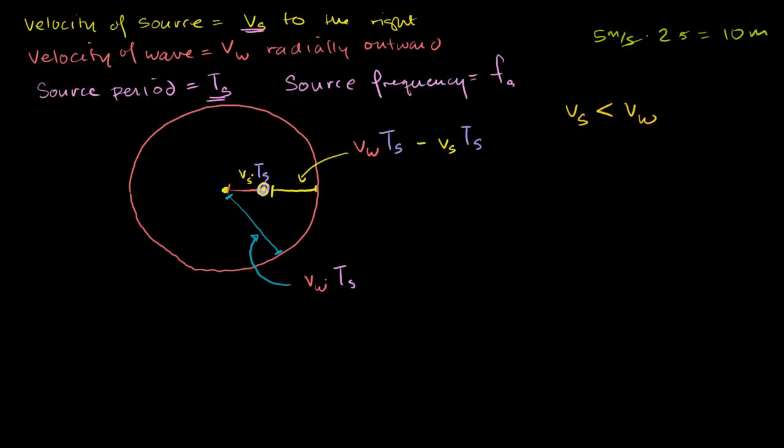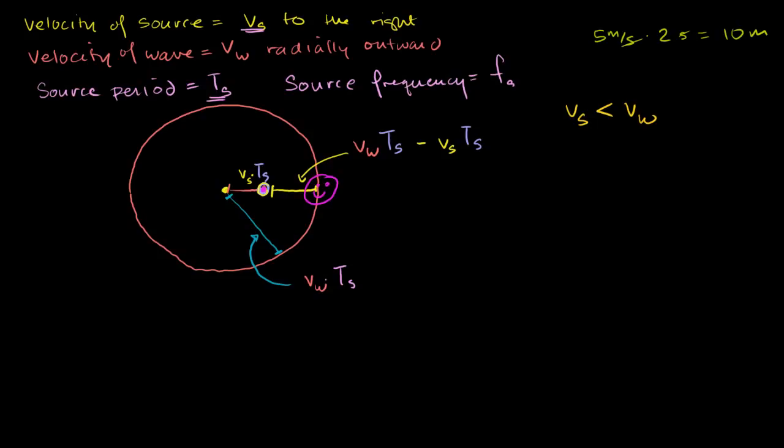So let me ask you a question. If you're sitting right here, if you're the observer, you're sitting right over there, and you've just had that first crest pass you by at that exact moment, how long are you going to have to wait for the next crest? How long until the one that this guy's emitting right now is going to pass you by? Well, it's going to have to cover that distance. Let me write this down.